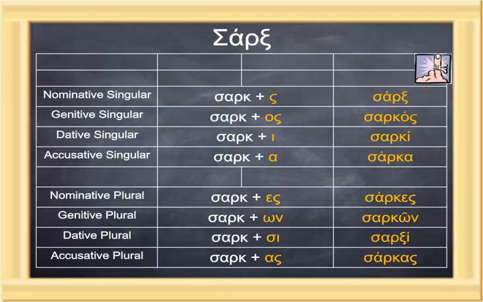Last time we also learned several declension patterns and noticed what happens when the sigma of the nominative singular or the dative plural collides with certain consonants called stops. In the example of sarx here, one sees that the stem, sark plus sigma, ends up with a xi at the end in both the nominative singular and dative plural.